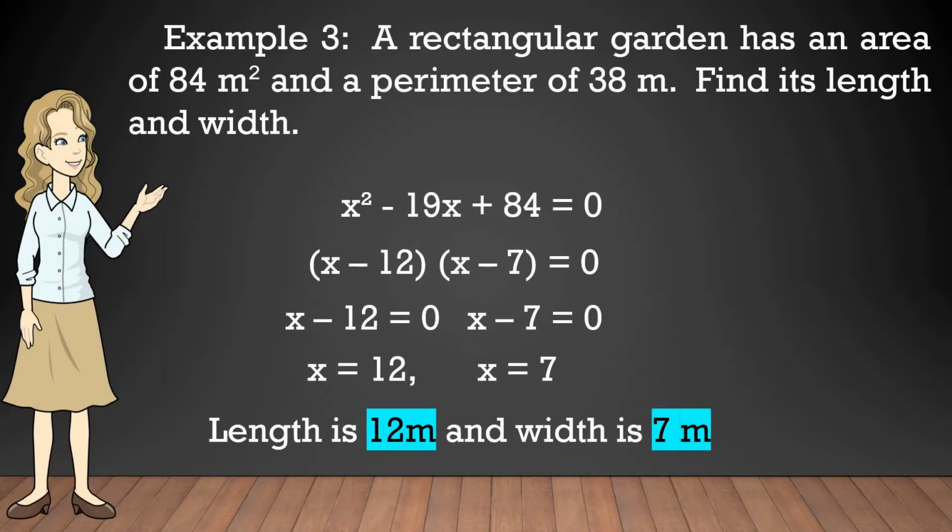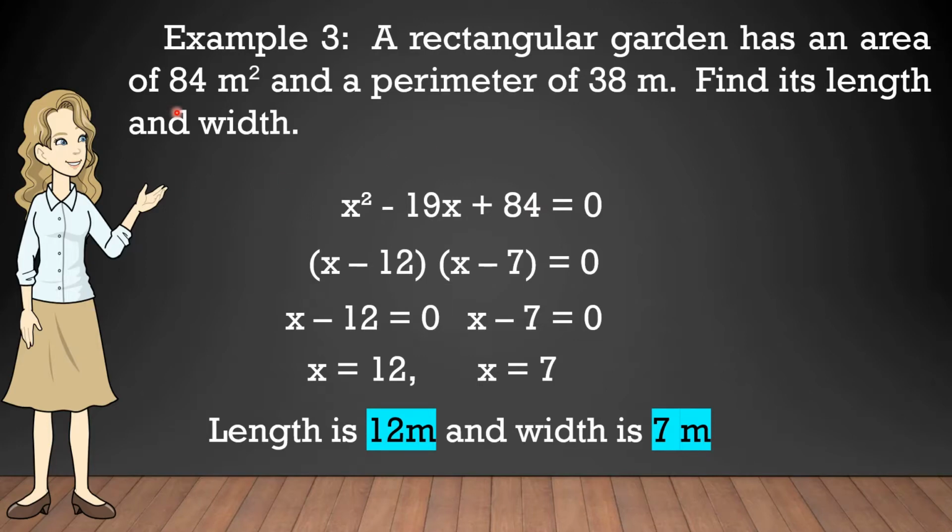Problems involving quadratic equations. So this is example number 3. A rectangular garden has an area of 84 square meters and a perimeter of 38 meters. Find its length and width.